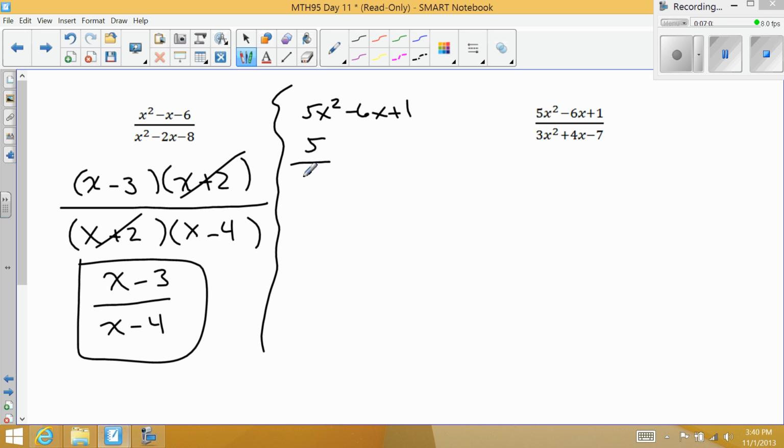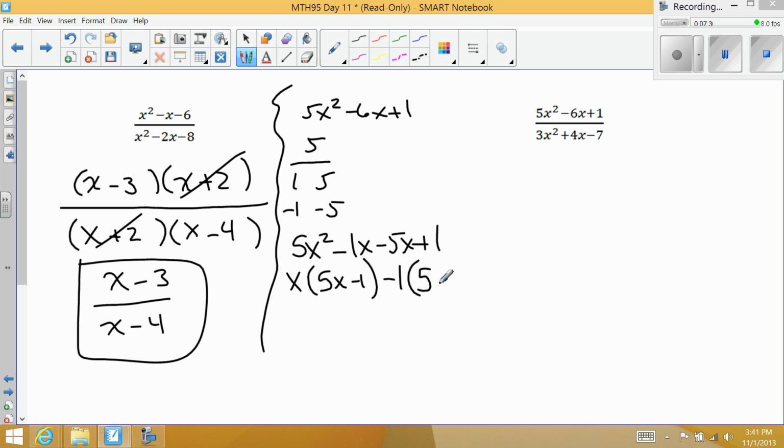The way to get 5 would be 1 times 5, but those do not add up to negative 6. Negative 1 and negative 5 multiply to positive 5 and add to negative 6. So expanding my 5x squared to negative 1x, subtract 5x plus 1, I can now do my grouping. Factoring an x out of the first pair leaves me with x times 5x subtract 1. And factoring a negative 1 out of the second pair gives me a positive 5x subtract 1. And this then factors to 5x subtract 1 times x subtract 1.